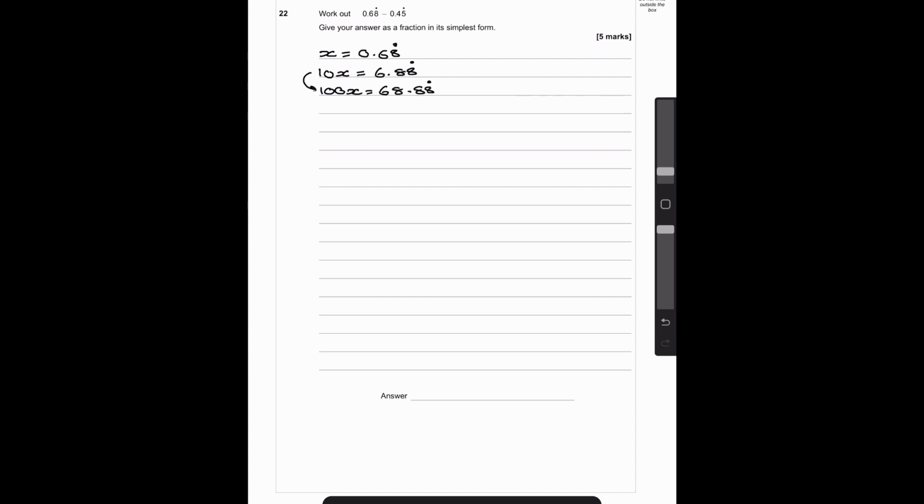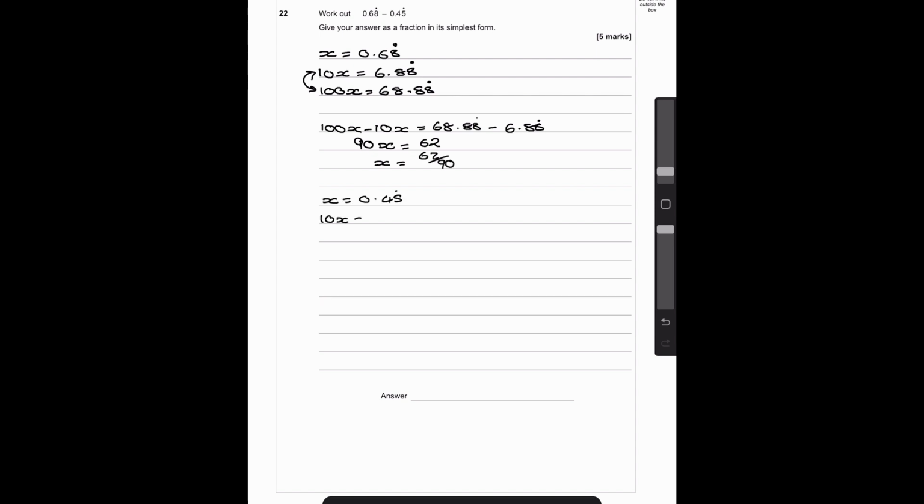These two have the same decimal numbers, so we're going to take them away. So 100x minus 10x is equal to 68.88 minus 6.88. This gives us 90x is equal to 62. Divide by 90 gives you x equals 62 over 90.